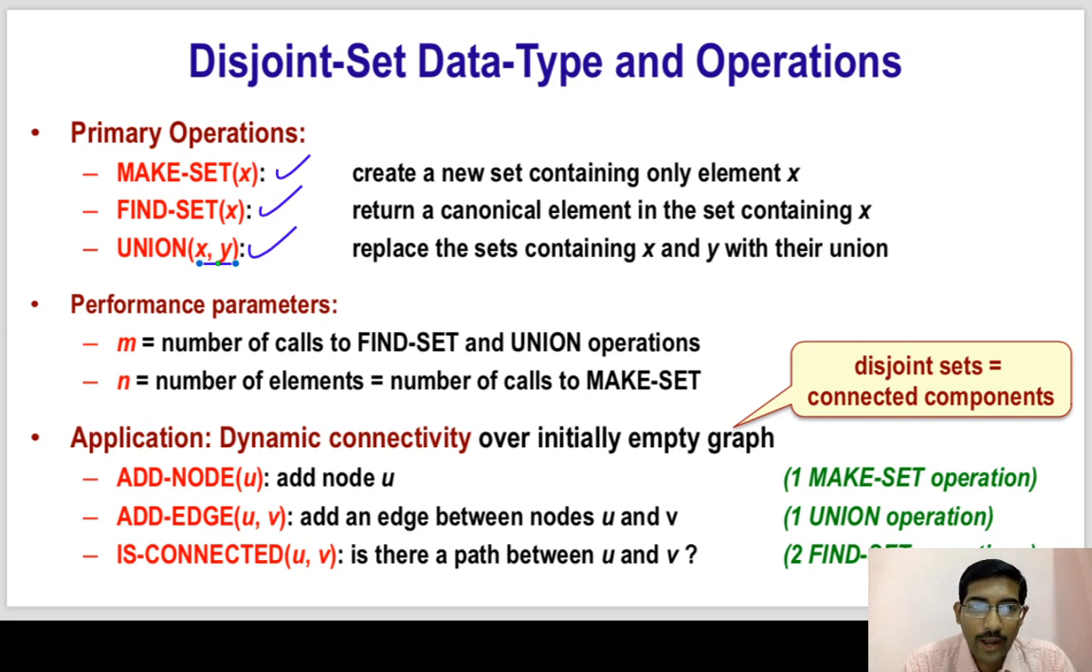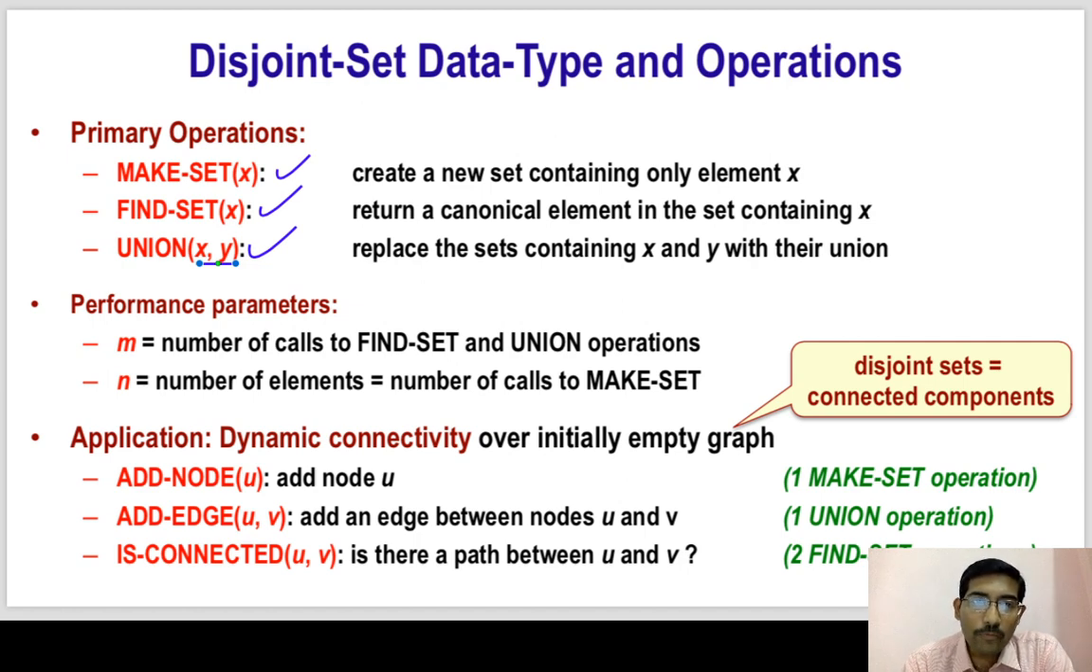Here x and y may not be the representative of that set. If that is the case, then we find the representative where x belongs and where y belongs. So find set of x and find set of y are implicit in the union.